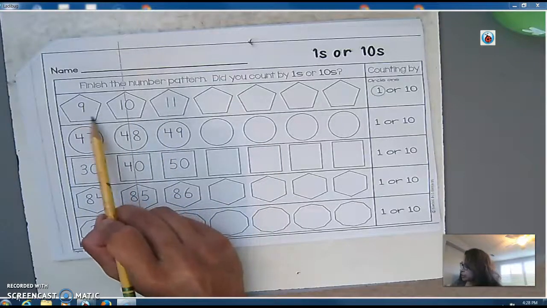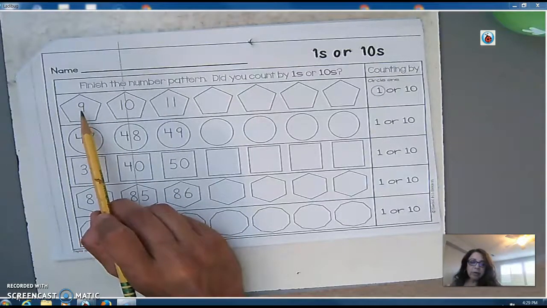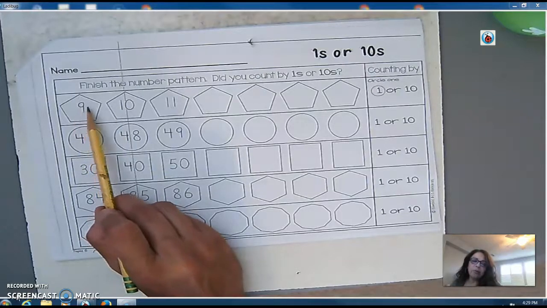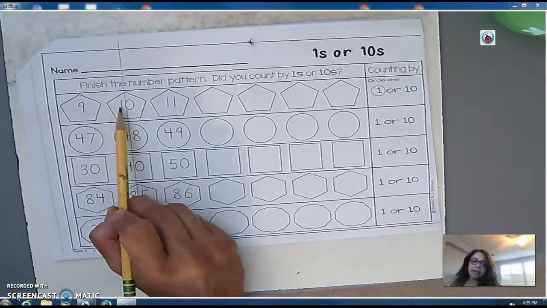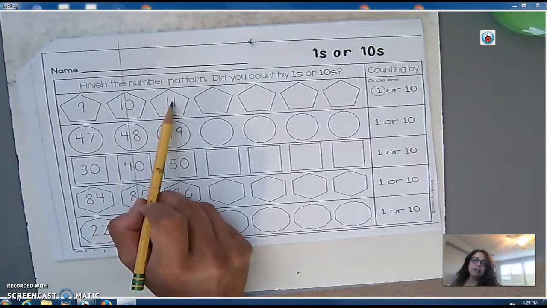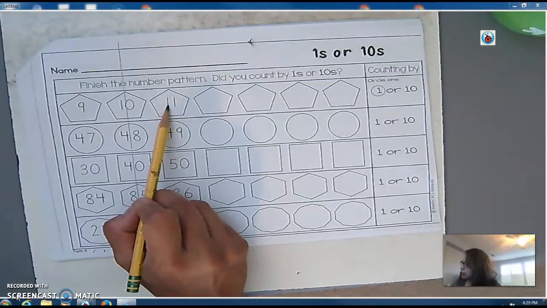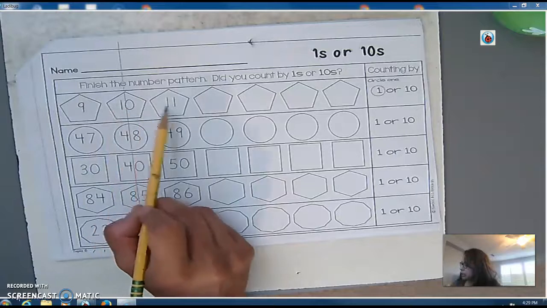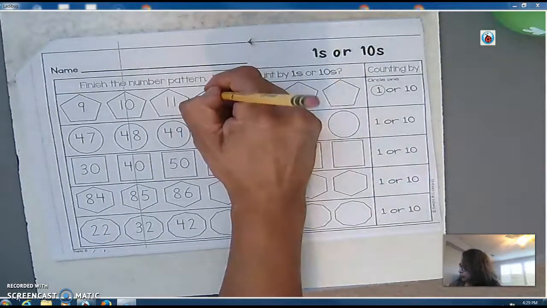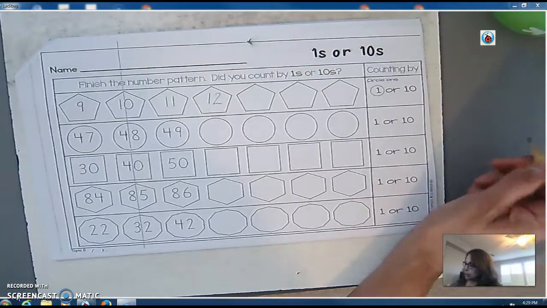So let's start with this one. It says 9, 10, 11. That sounds like we're only adding 1 to each one. If you add 1 more to 9, it's going to be 10. And if you add 1 more to 10, it'll be 11. So what is it going to be if I add 1 more to 11? Let's say the numbers. 9, 10, 11. What comes after 11? 12. So in this case, boys and girls, we are counting by ones.